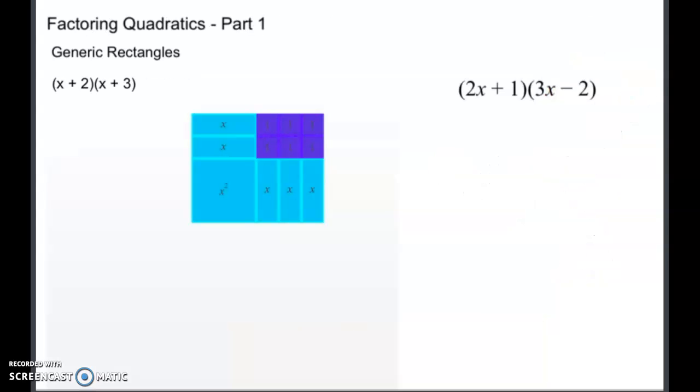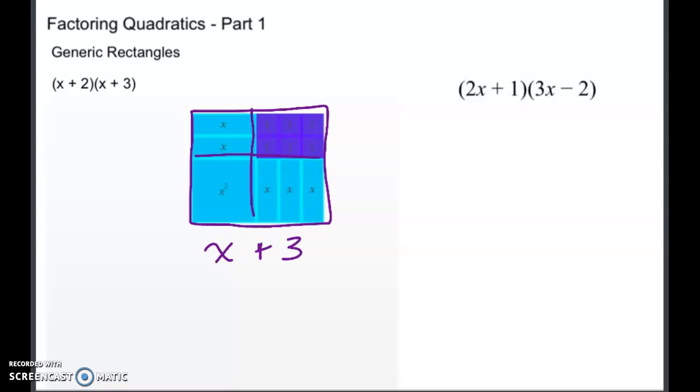The other thing I need to know to help me factor quadratics are generic rectangles. To help us understand generic rectangles, let's first look at algebra tiles. So these algebra tiles are showing x plus 3 times the quantity x plus 2. Notice we have a region of x squared and a region of 1s. These regions, the x's, end up being combined when I write my solution.